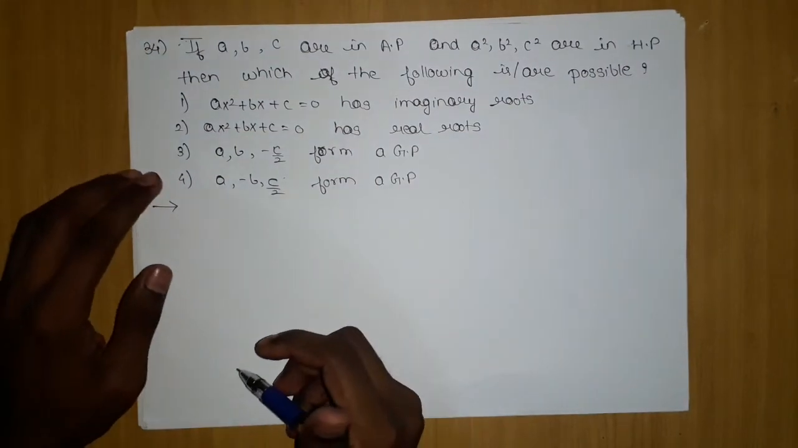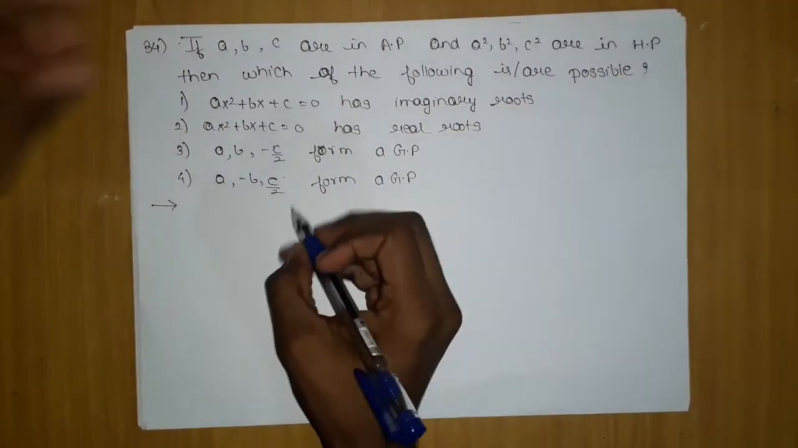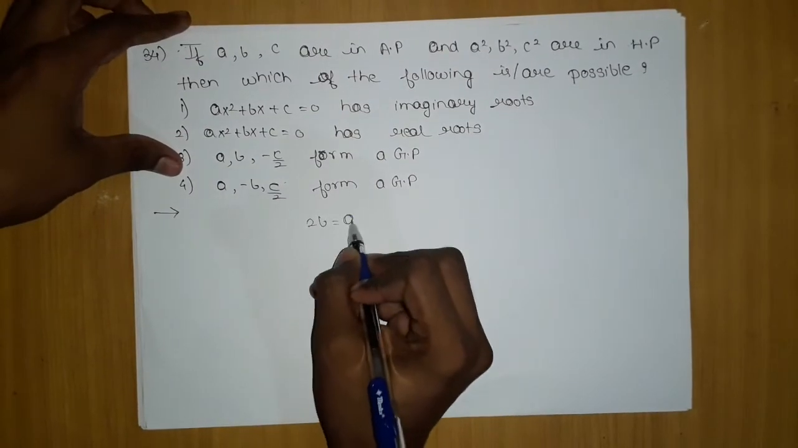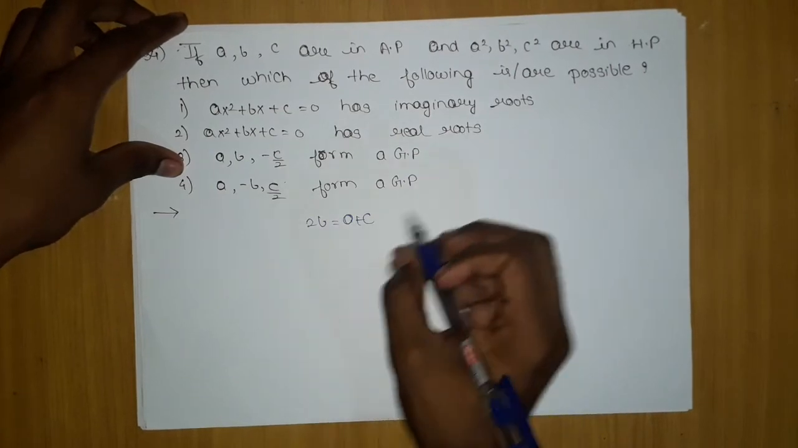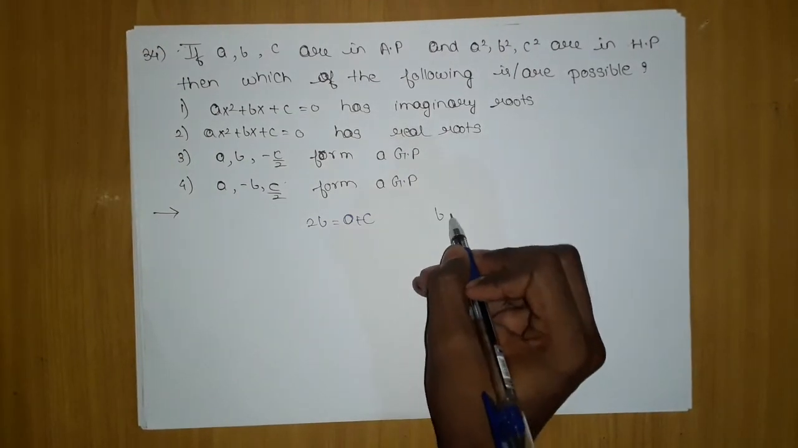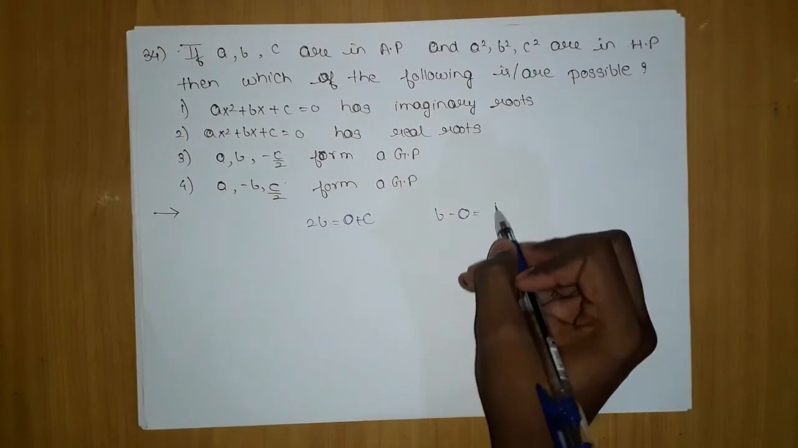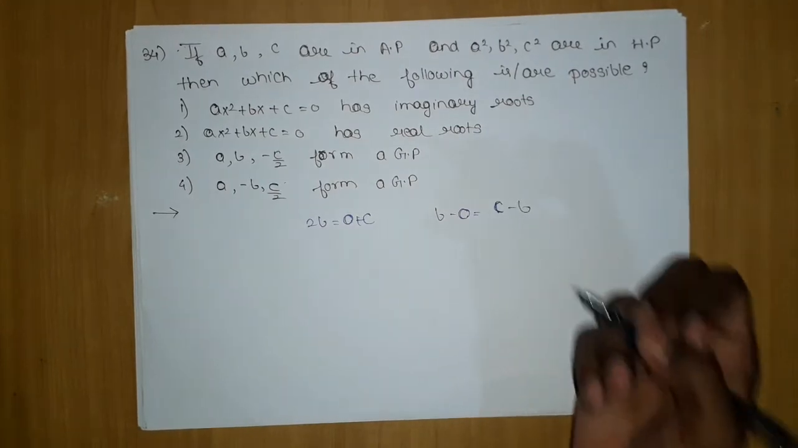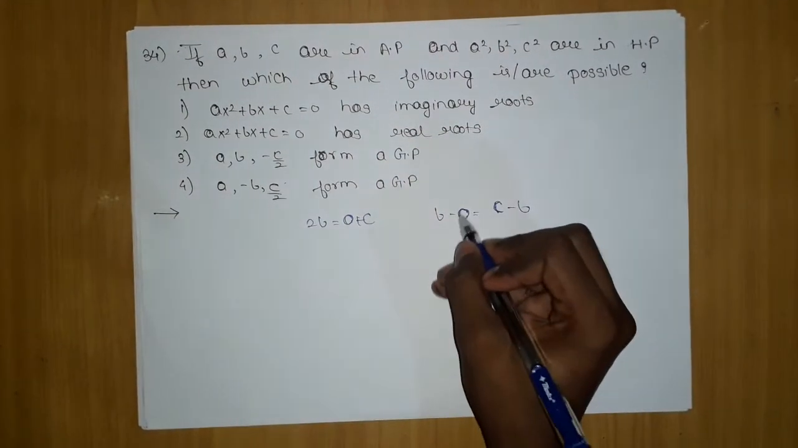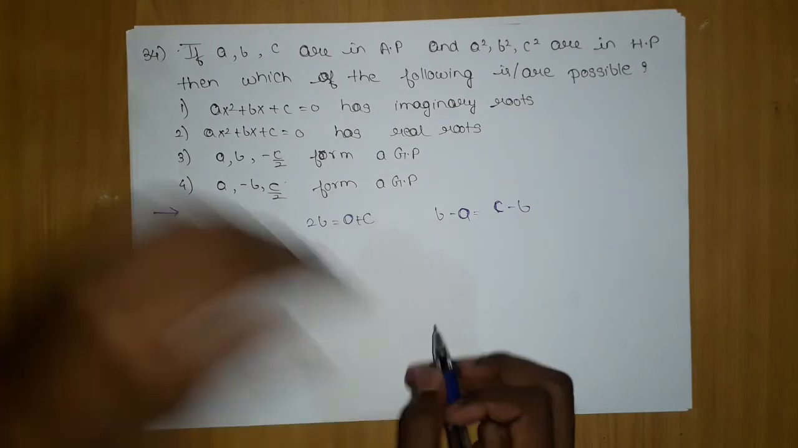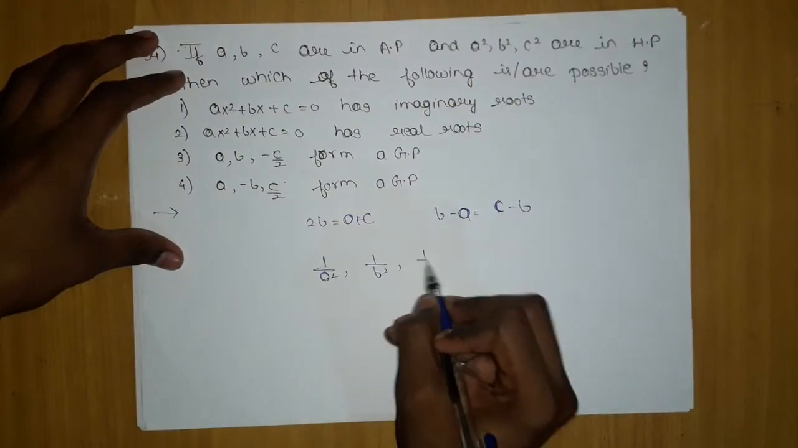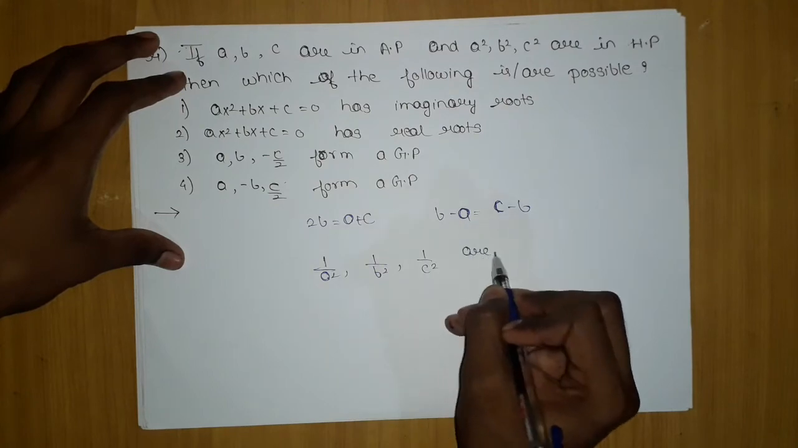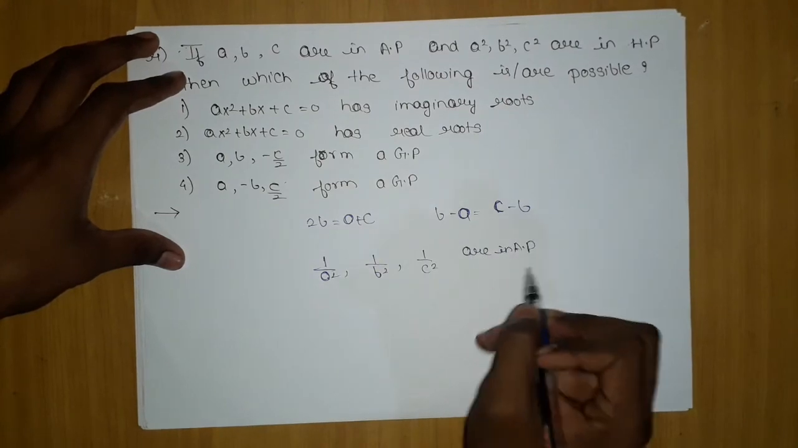Okay, so the first thing is very obvious, that A, B, C are in AP, so 2B is equal to A plus C. Okay, since A, B, C are in AP, I can also write that B minus A should be equal to C minus B. Okay, I can write them easily in this manner. Okay, it can be useful. Now 1 upon A square, 1 upon B square, 1 upon C square are in AP. It is very simple, they are in AP.